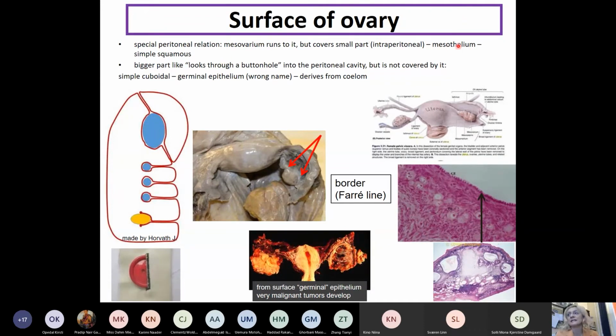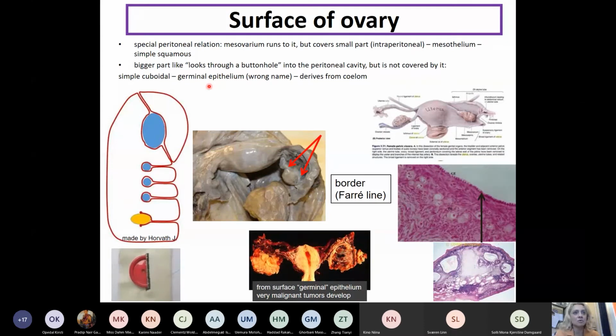So histologically, it is mesothelium. And it covers partially the ovary, but then it stops. This is simple squamous epithelium or mesothelium, but the bigger part is not covered by it, as if it is looking through a buttonhole into the peritoneal cavity. So it is not covered there by mesothelium, but is covered by simple cuboidal epithelium, which is called germinal epithelium.